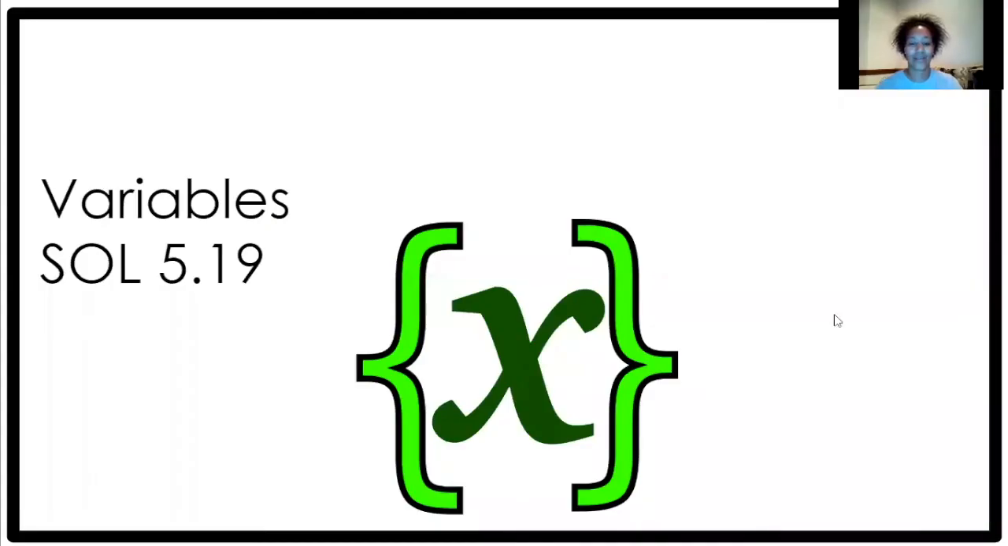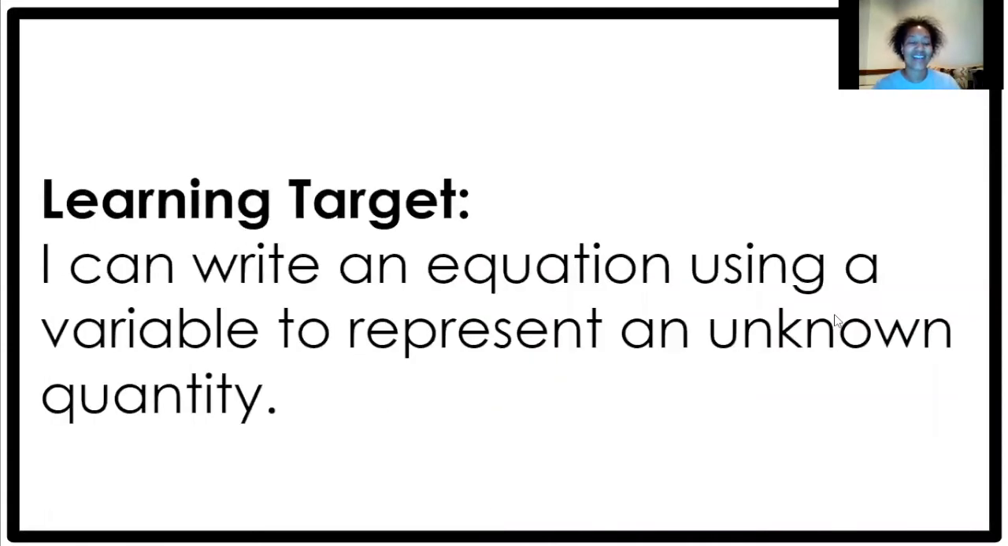Yesterday, you worked with 5.19a variables, investigating and describing. Today, we will continue to work with them. Let's take a look at our learning target. Our learning target says, I can write an equation using a variable to represent an unknown quantity. Just as a reminder, a variable is what we don't know. It is the unknown. Today, we will look at some scenarios and we will determine what the best equation is for each scenario. Let's get started.